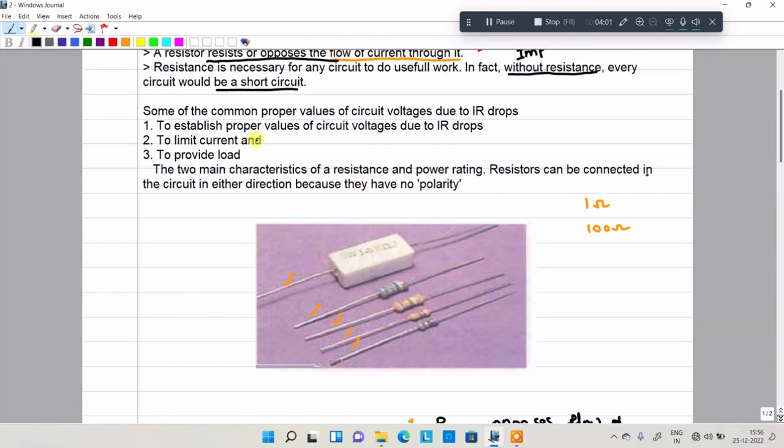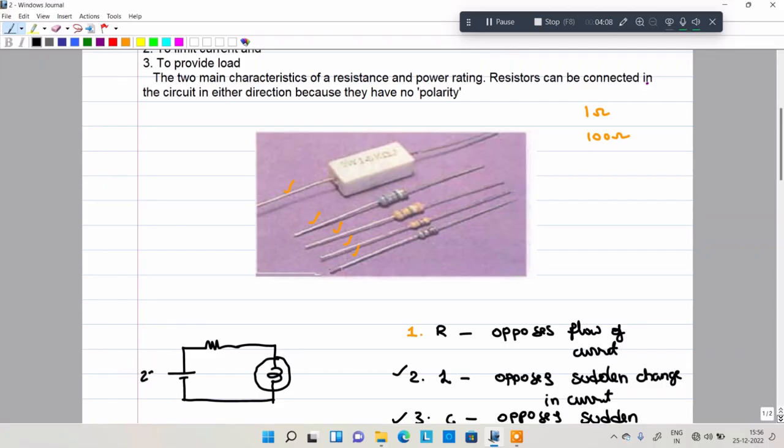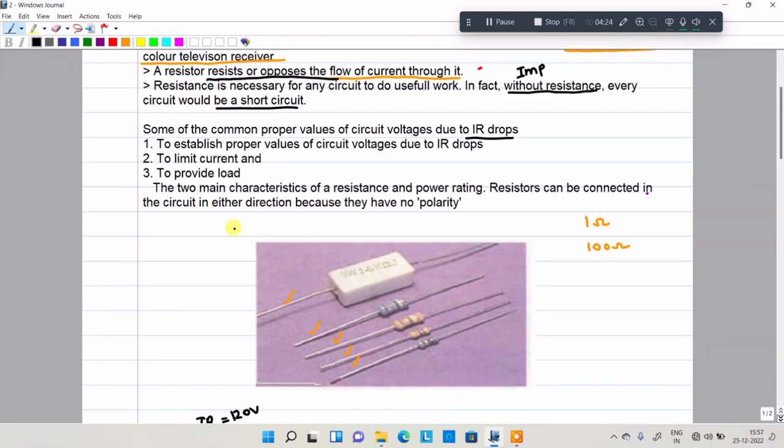The first thing: to establish the proper values of circuit voltages due to IR drops. For example, I have connected 230 volts here. The rating of the bulb is 110 volts. I need to drop 120 volts here, that IR drop is equal to 120 volts. That means with the resistance value I connected, this bulb is working safely. That is the first thing resistance is doing.